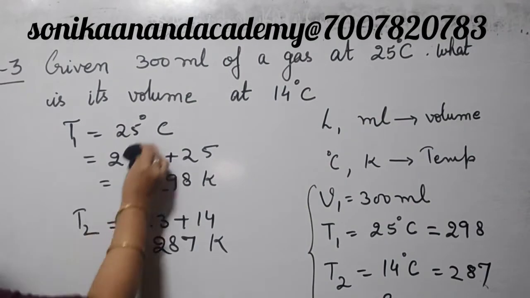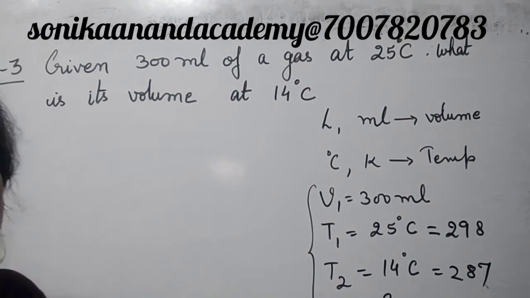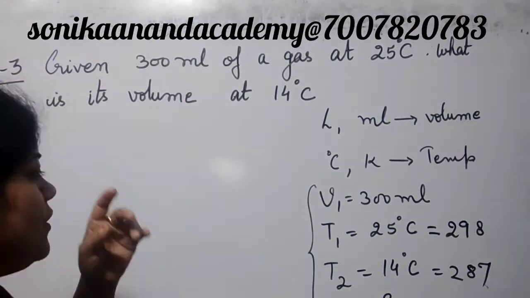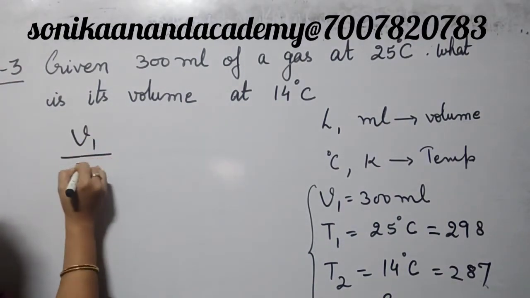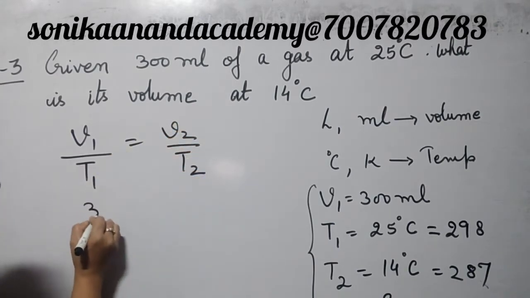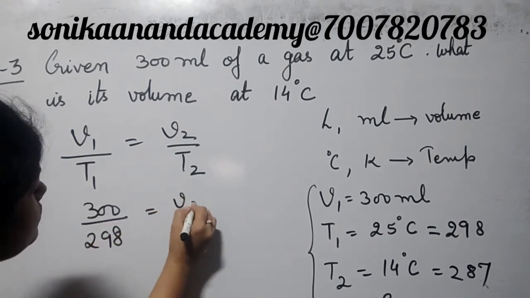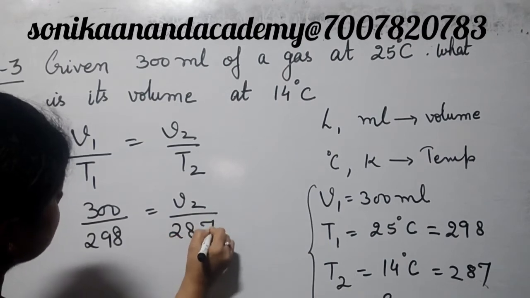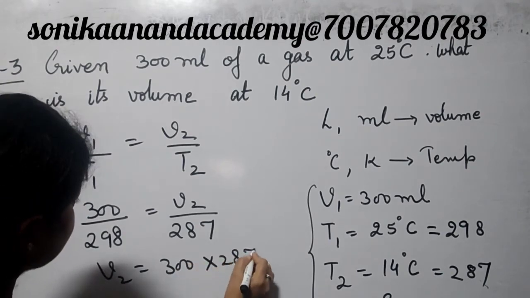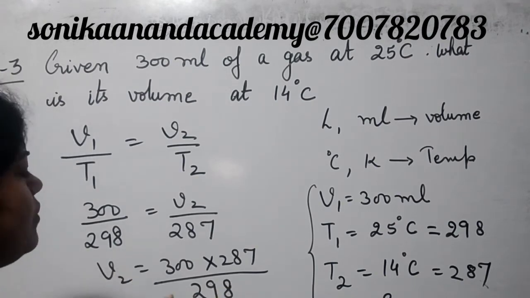Now I am going to solve the numerical, and here we apply the Charles law, because the data which are given here are the volume and temperature, and using the Charles law we can find out the unknown quantity. From the Charles law we have the relationship V1 over T1 is equal to V2 over T2. So V1 is equal to 300 and T1 is 298. We have to find V2, and temperature T2 is 287. Now V2 is equal to 300 into 287 over 298. Clear? Now you have to solve this.